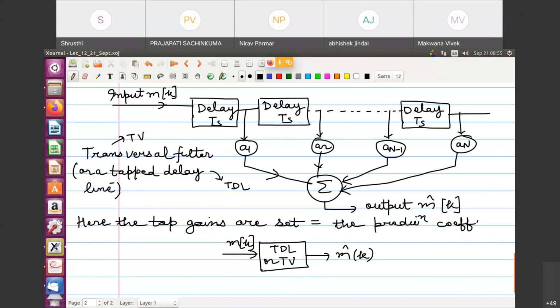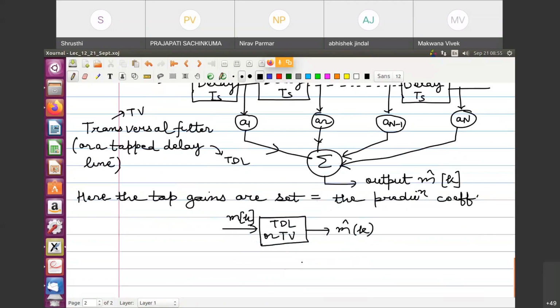So the important thing to realize here is that this filter itself uses only previous n samples, because of this delay block placed at the first point. So it should not be confused that if m of k is written here before the filter, the prediction output will use the current value as well, because the current value is what it has to predict, it will not use it, because that is not logical. When you have the current value, why would you want to predict it?